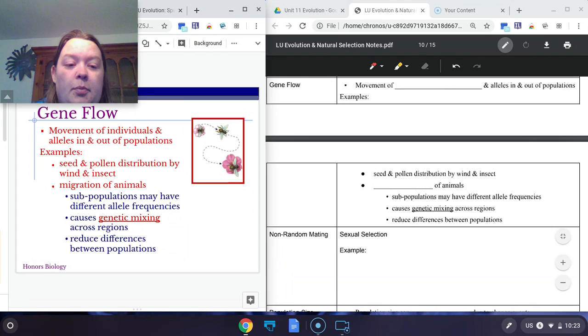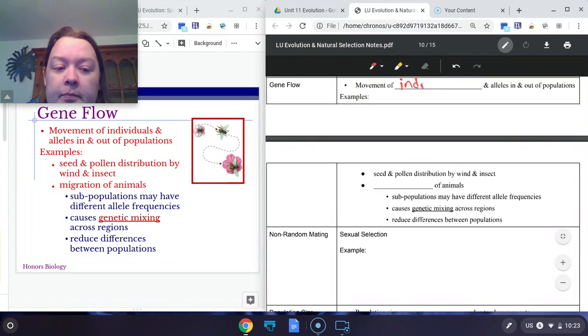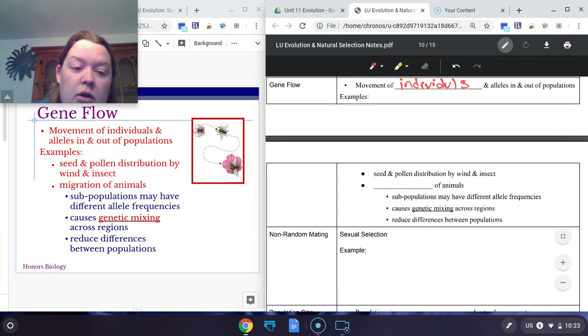Now, the second thing that can lead to evolution of a population is gene flow. Gene flow happens due to movement of individuals, and therefore their genes, in and out of a population. An example of this would be seed and pollen distribution by wind and insects. Wind or insects can take pollen from one location and move it to another location. And that possibly causes new alleles to be moved into another population.